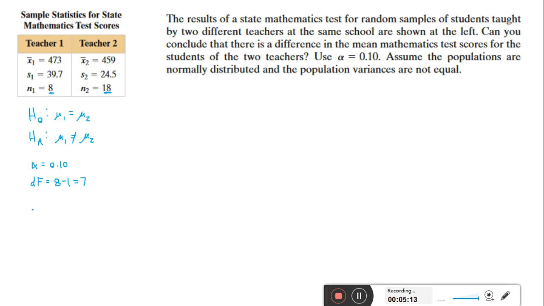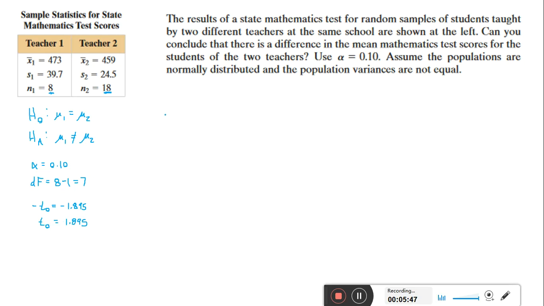Now, go over to your t-table. I don't have a t-table up here on the presentation, but you do know how to use the t-table. You've done it before. All right, so if we plug in our degrees of freedom and our alpha value, and remember this is a two-tailed test, we should find that our negative boundary is negative 1.895 and our positive boundary is 1.895. Okay?